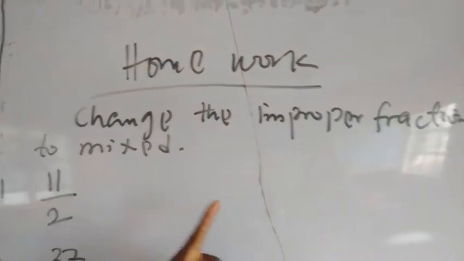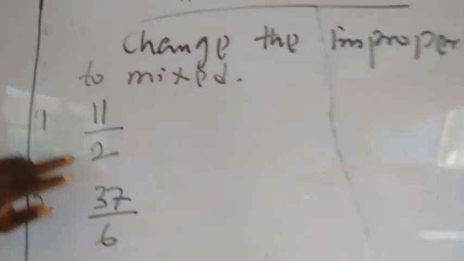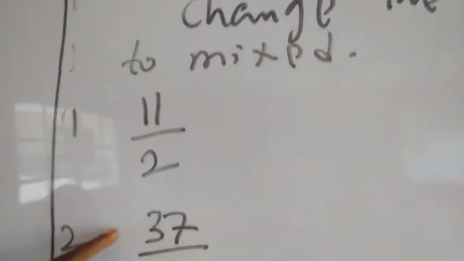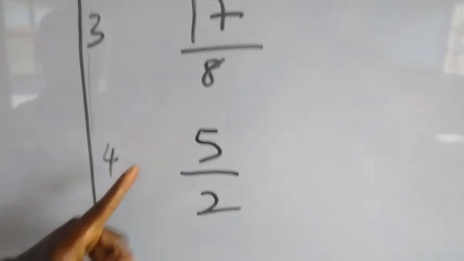Change the improper fraction to mixed. We have number 1, 11/2. Number 2, 37 over 6. Number 3, 17 over 8. Number 4, 5 over 2. Convert them to mixed fractions. Submit it in our next class.